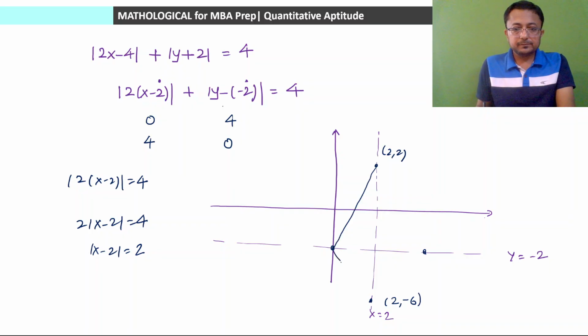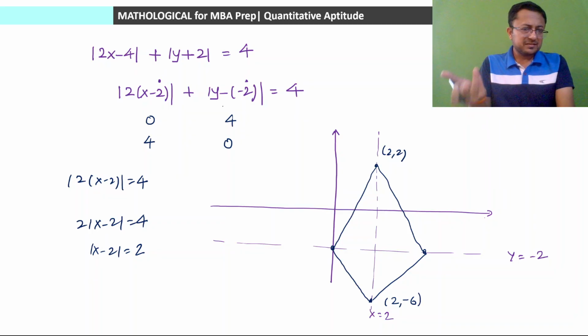This will be the graph. You can observe that in this case, the graph is not a perfect rhombus. This is not a rhombus as such. Isn't it so? As such, this is our center of the graph, that is (2, -2).